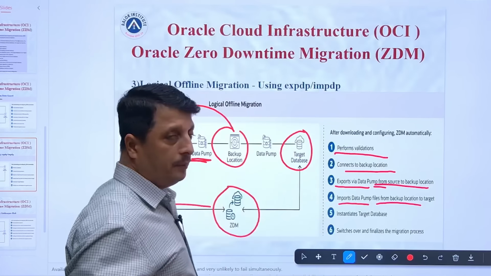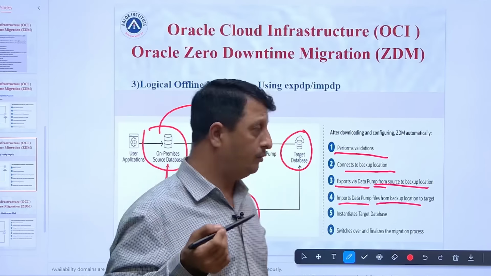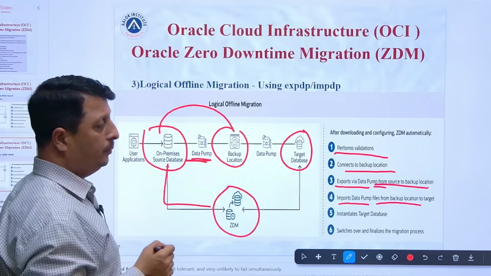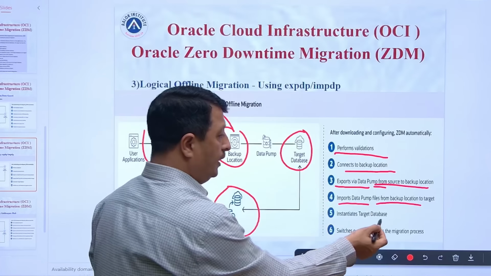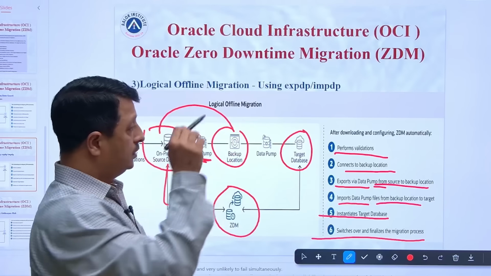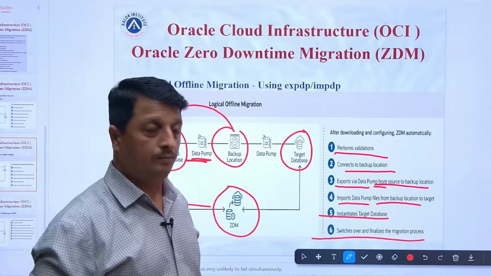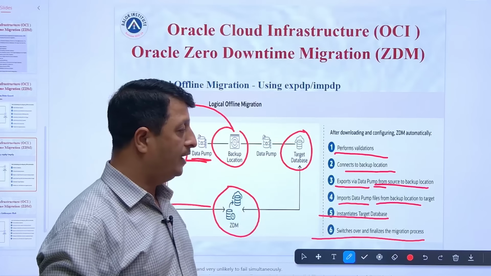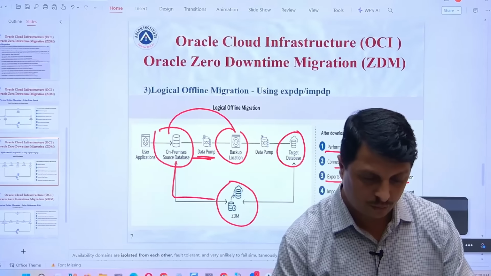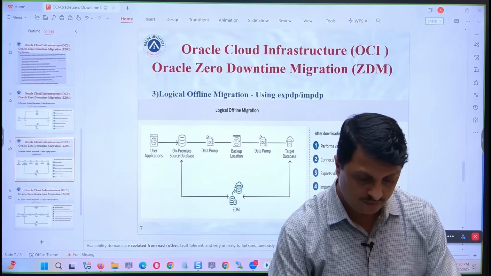Once the backup is placed in the object storage, it performs the import. At the end, it finalizes everything and it is ready to use as the target, as the original. We call it finalizing and ready to use. So in this example, let's take, here you go.